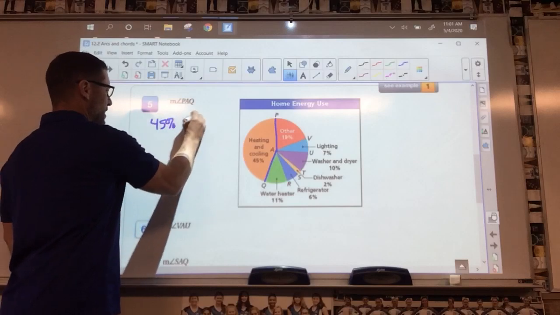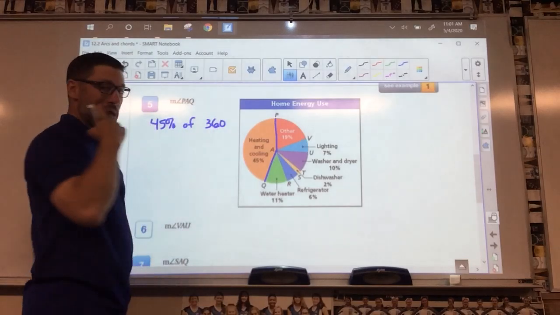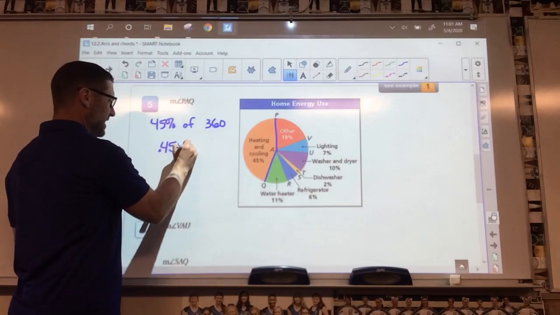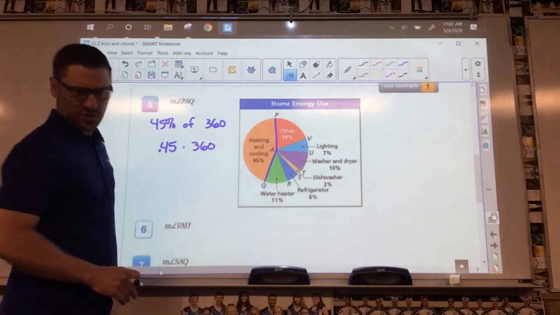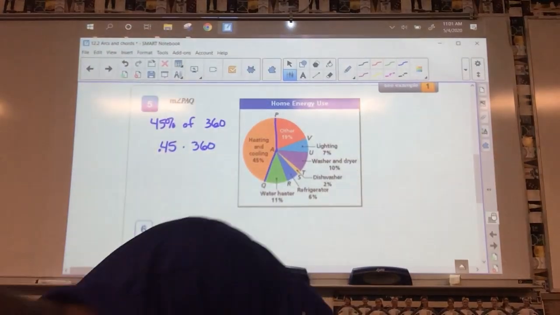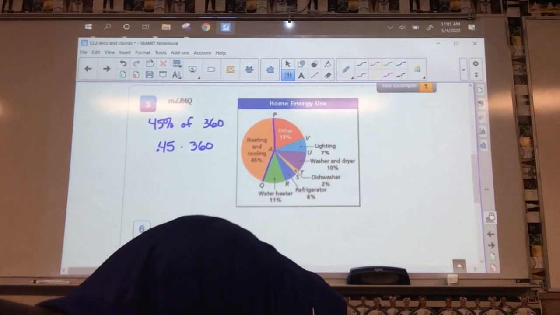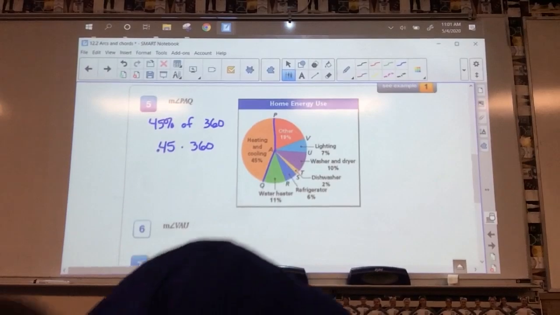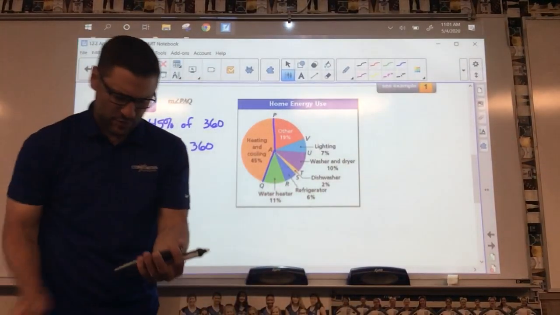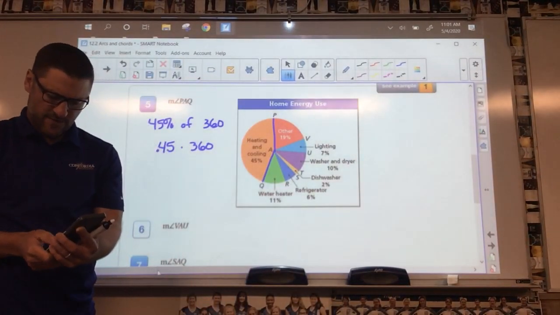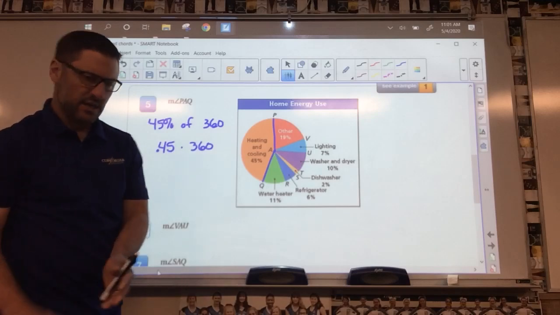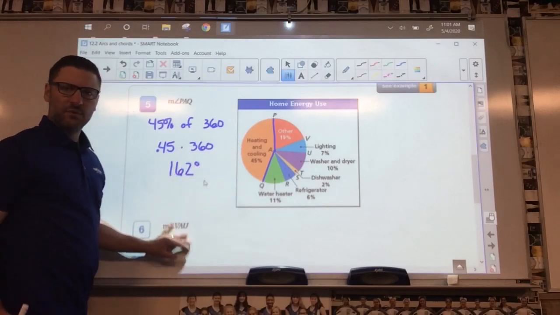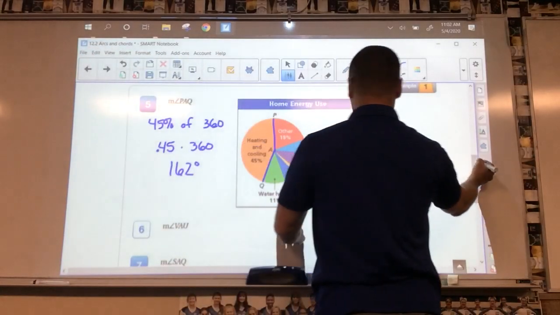45% of 360. If you want to do that, you take 0.45 times 360. You change your percent to a decimal, and then you multiply. I'm going to take 45% of 360 on my calculator: 0.45 times 360, and I got 162 degrees. And that makes sense. It looks like it's a little bit under 180, so I'm in good shape there.